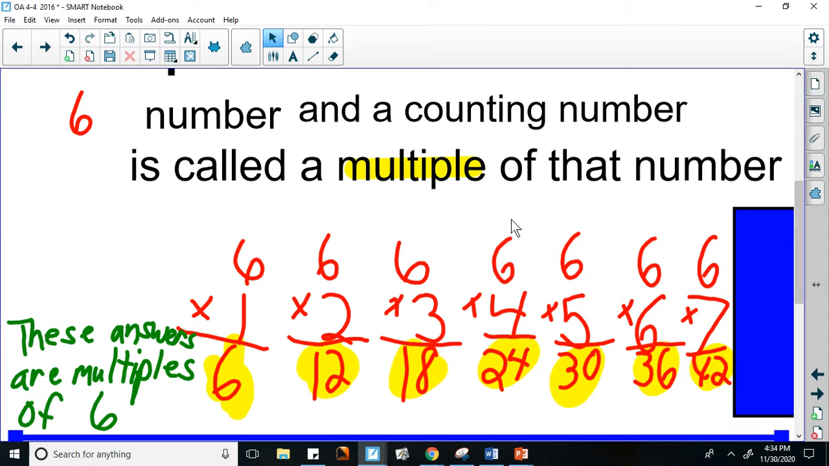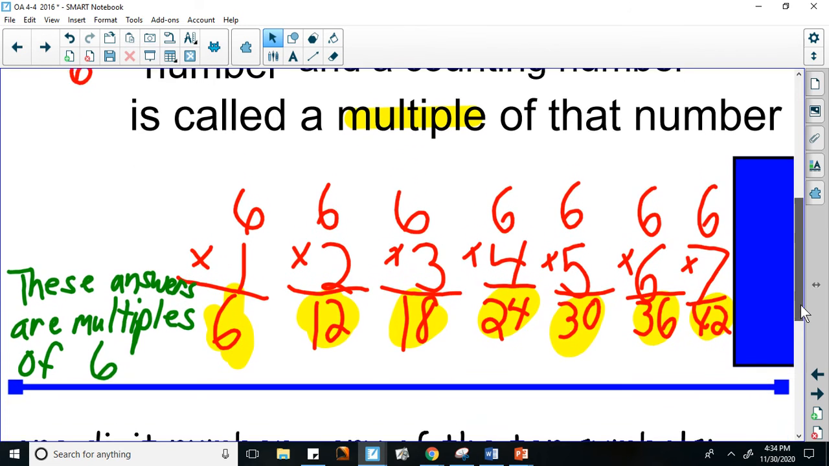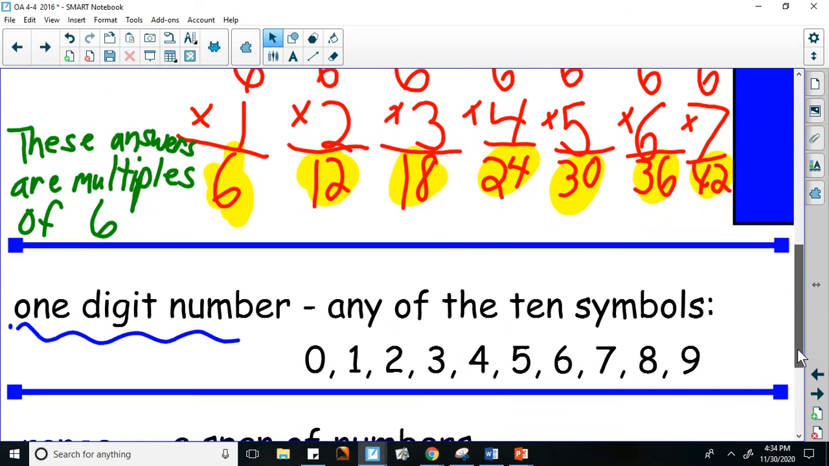So that's how to figure out a multiple. Another way to do it is to just skip count. Skip count by 6: 6, 12, 18, 24, 30, 36. 36 plus 6 more is 42. A number line can be really helpful in figuring out those multiples. That's also a good thing.